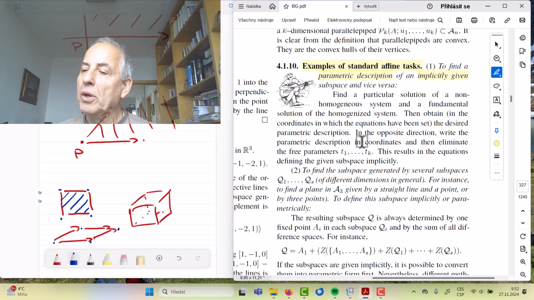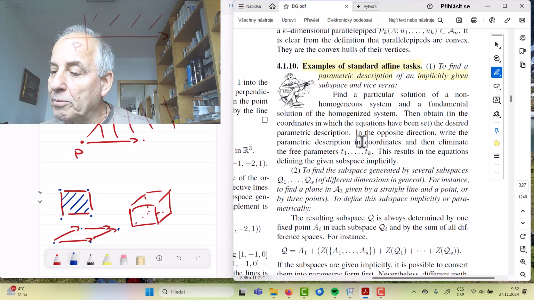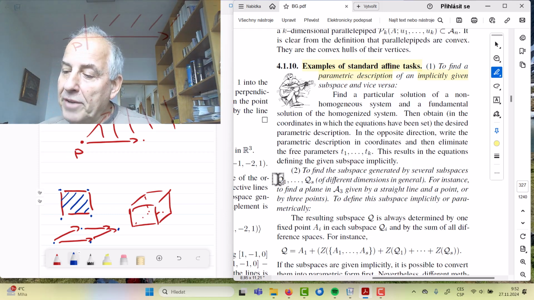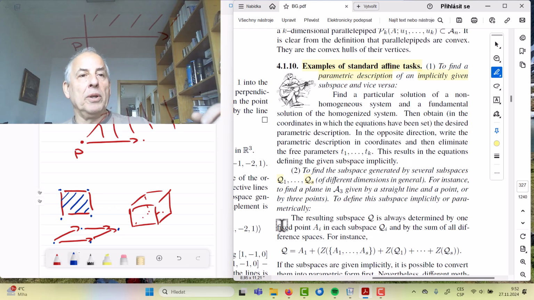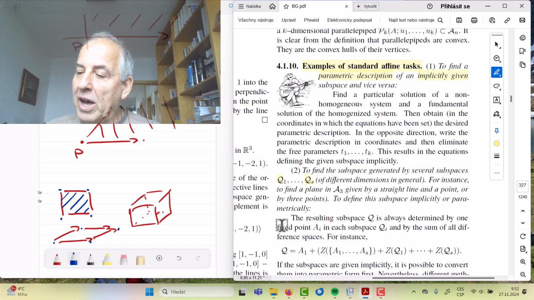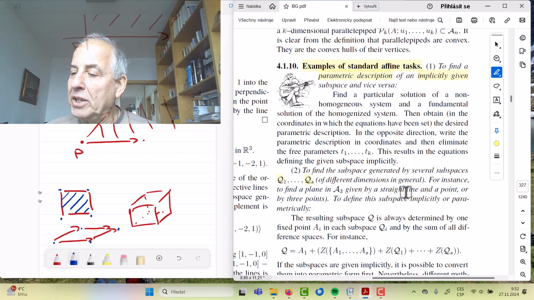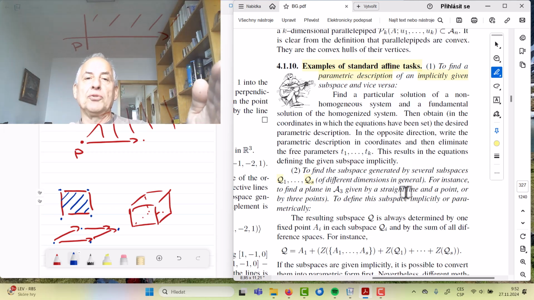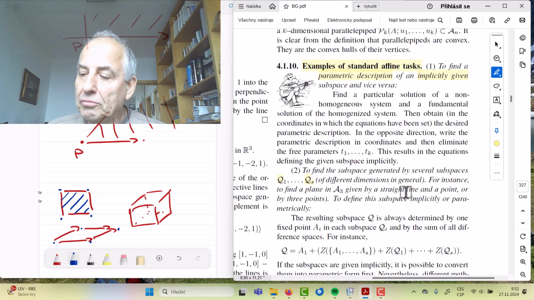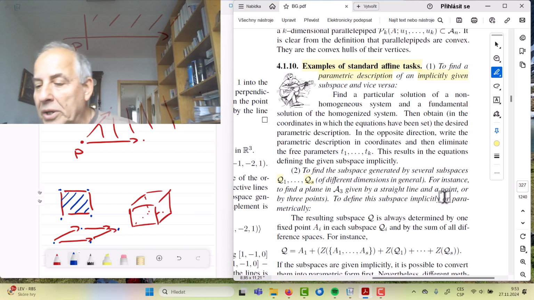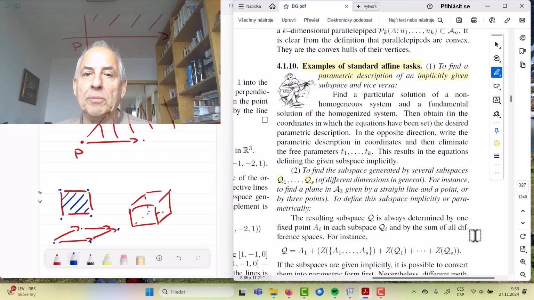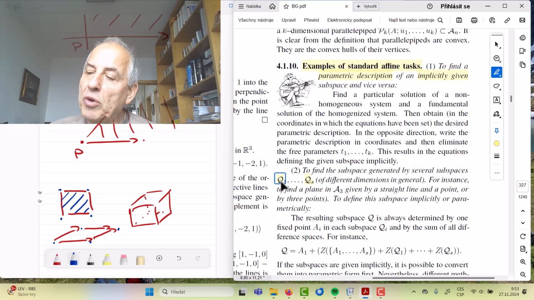You simply take the system of equations and solve it, and get the general solution in the coordinates, and that's the parametric description. If you want to take several subspaces, like for example 2 lines in 4-dimensional space, or you want to find a plane given by a straight line and a point in R3. So that's a typical task, and you want to define it either implicitly or parametrically, and that's always very simple because it depends in which form you have got the subspaces, right?